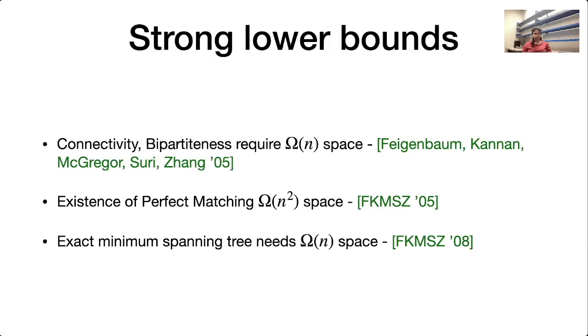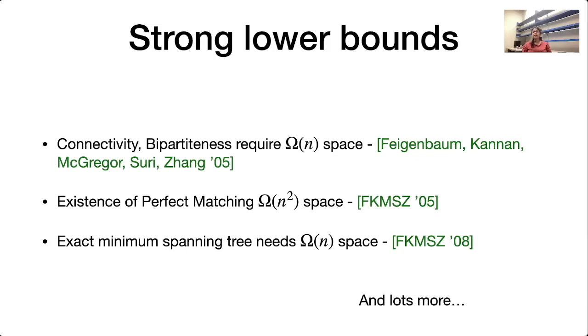Even for very simple problems like connectivity and bipartiteness, it was shown by Feigenbaum, Kannan, McGregor, Suri, and Zhang that we require omega of n space. The same work also proves lower bounds for some other problems which we're not going to get into, and this is not the only one. There are a lot of other results about how hard it is to process graphs in such limited space.